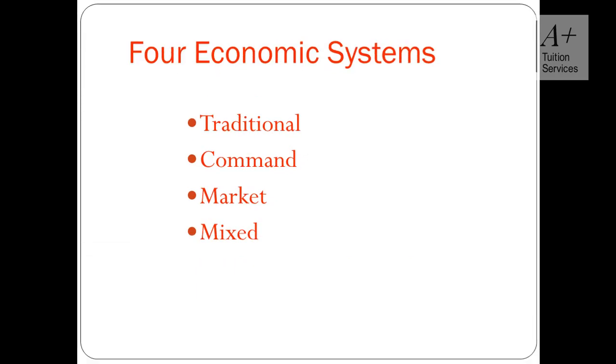There are 4 economic systems in any society. All societies might be different, but there are 4 economic systems in which a society can fall under. We have the traditional, we have the command, we have the market economy, and we have the mix. And we're going to look at all in detail. So we're going to look at the advantages and disadvantages of each.